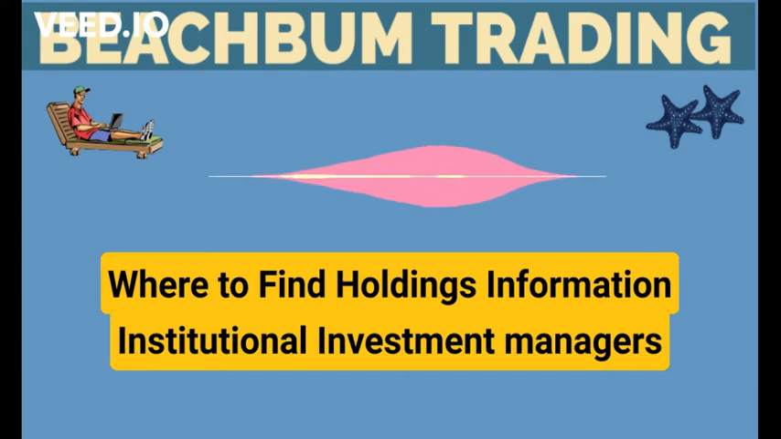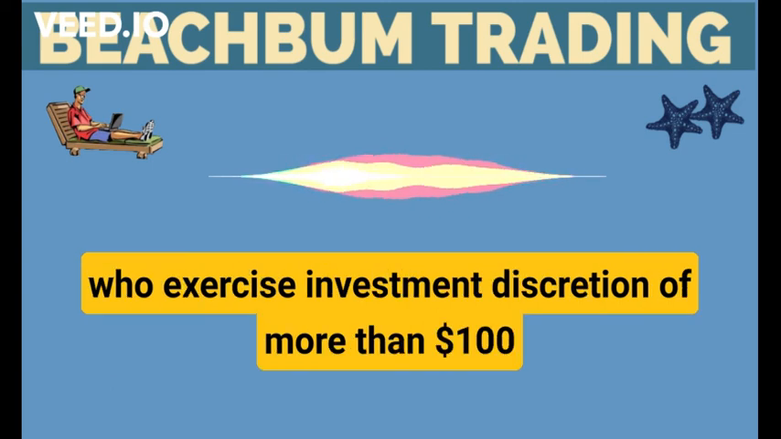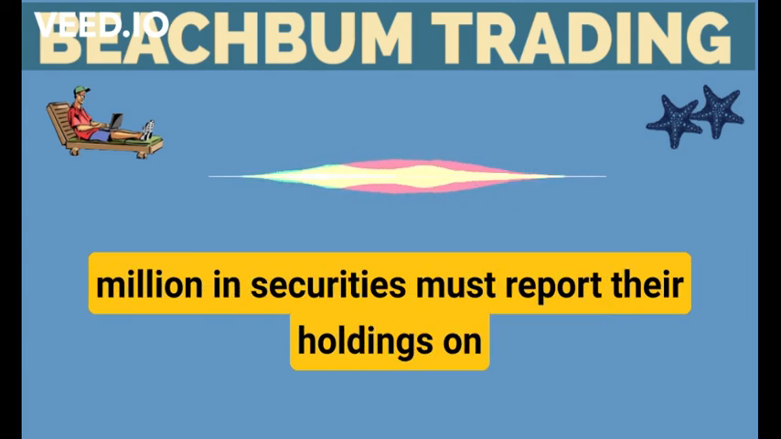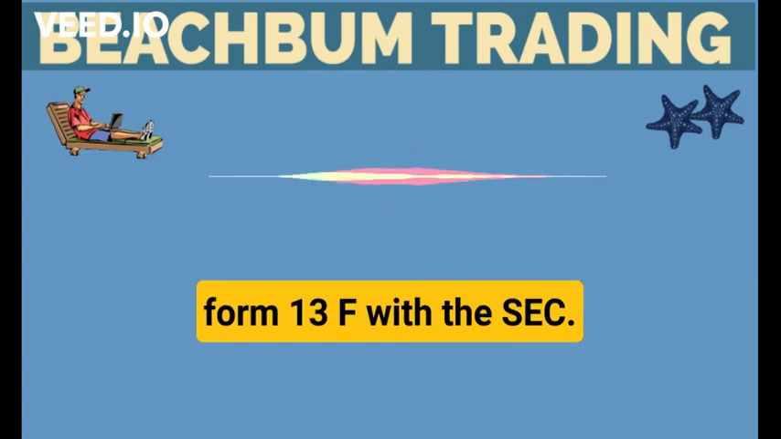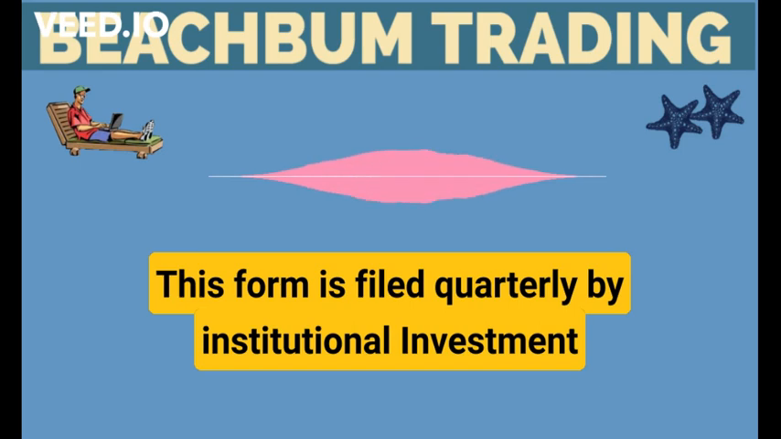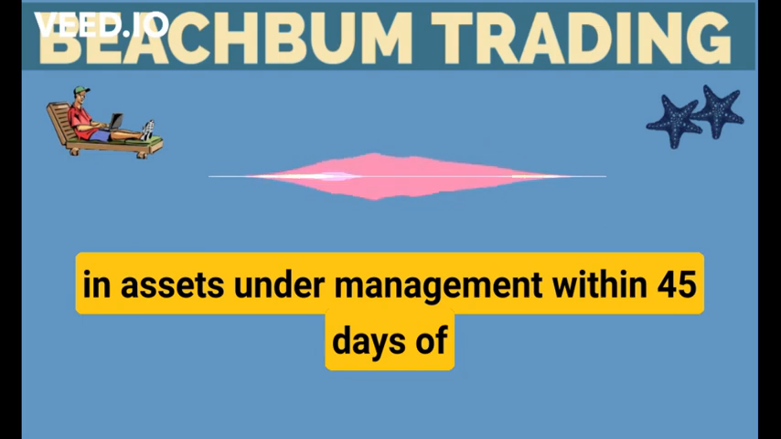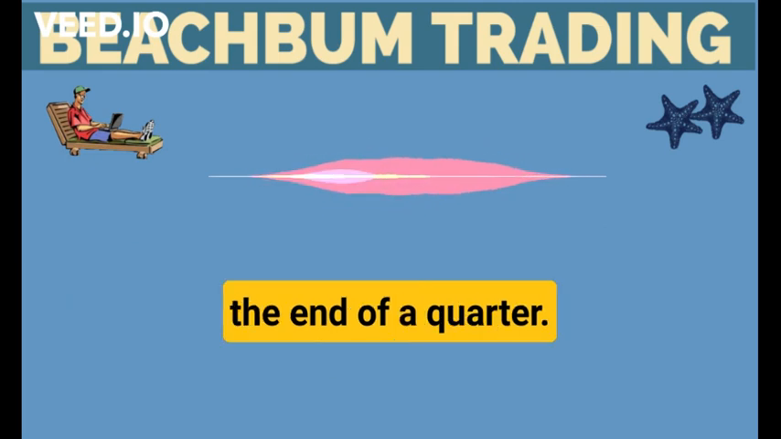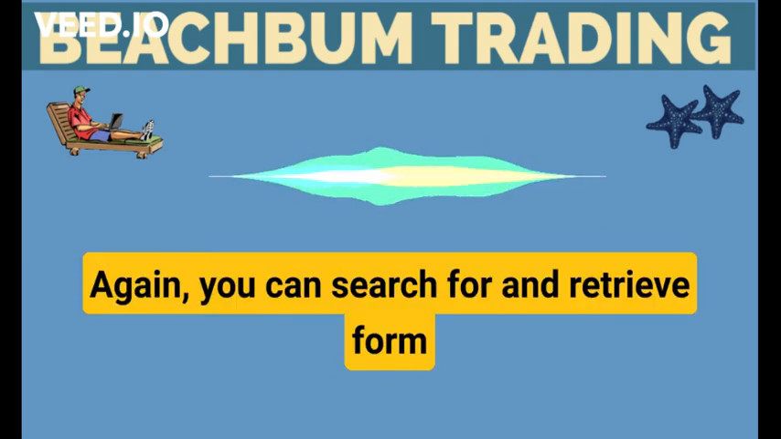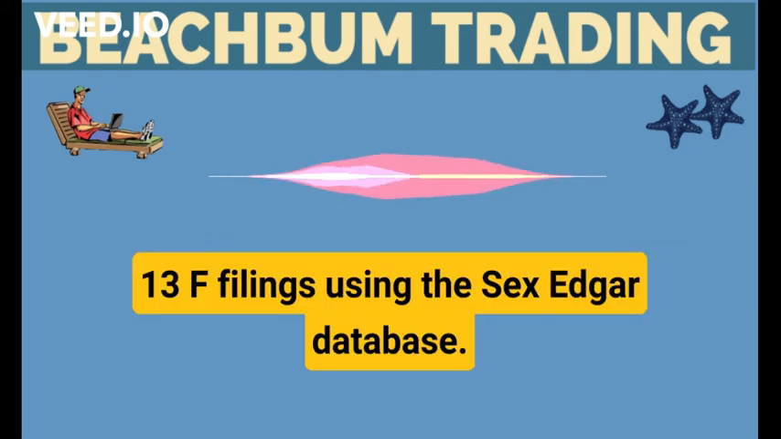Institutional investment managers who exercise investment discretion of more than $100 million in securities must report their holdings on Form 13F with the SEC. This form is filed quarterly by institutional investment managers who have a minimum of $100 million in assets under management (AUM) within 45 days of the end of a quarter. Again, you can search for and retrieve Form 13F filings using the SEC's Edgar database.